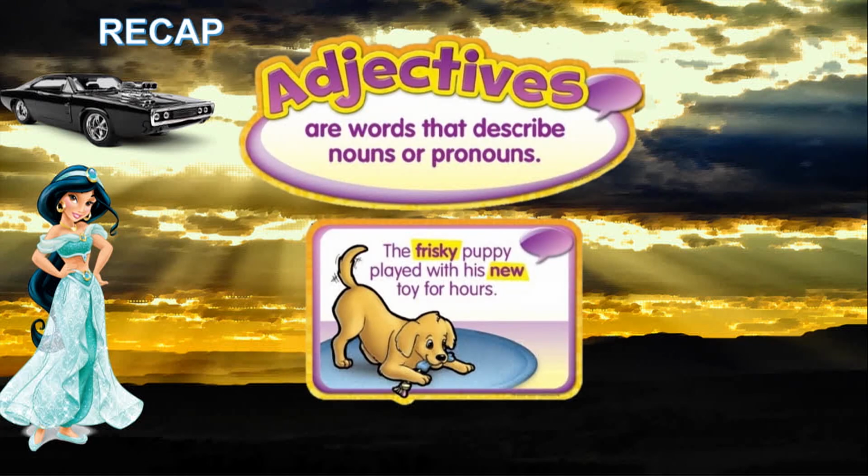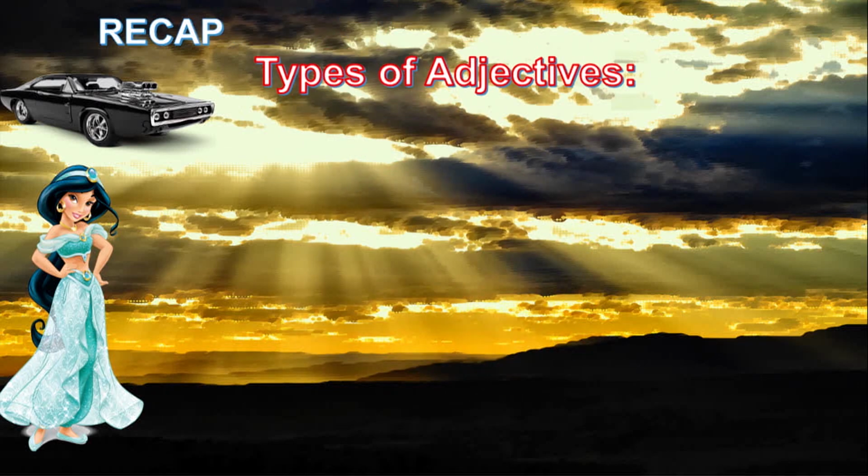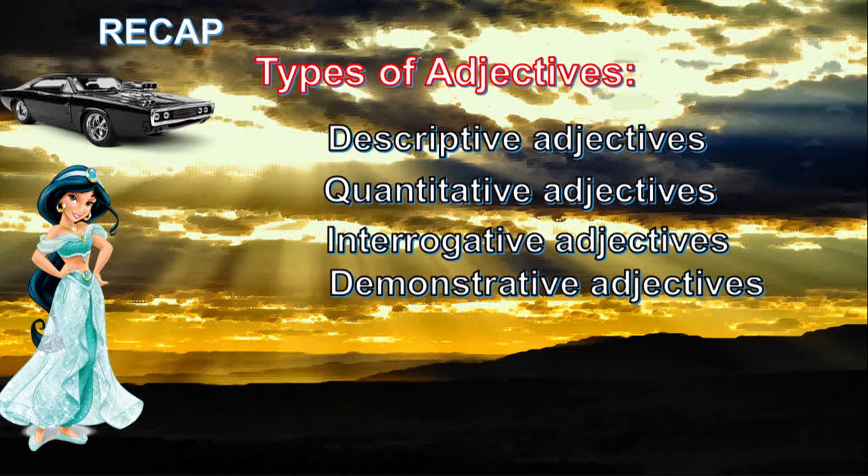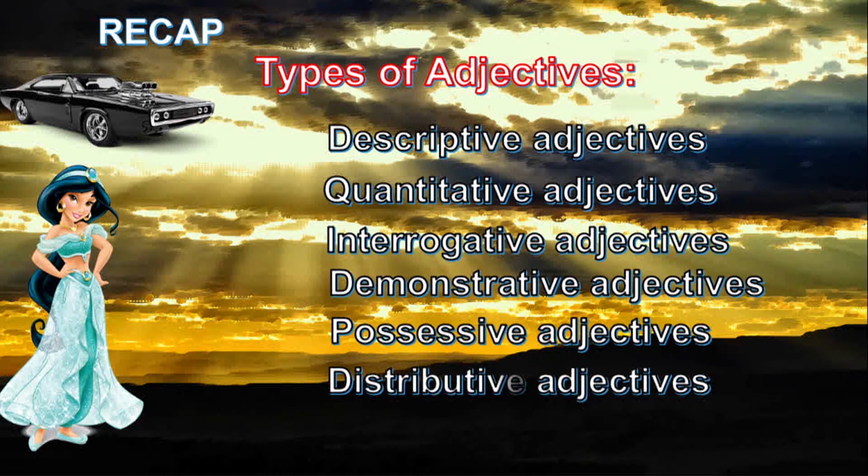Simply put, adjectives are words that describe nouns or pronouns. And we learned about different types of adjectives: descriptive, quantitative, interrogative, demonstrative, possessive, distributive, and proper adjectives. Now that you know and you've remembered, I want to see you writing a lot better, more descriptive and interesting sentences. Until next time we meet, take care.